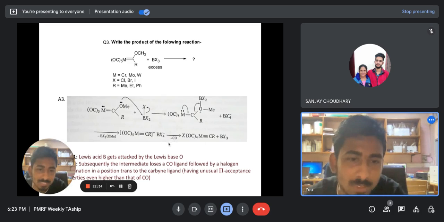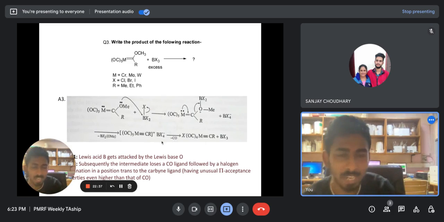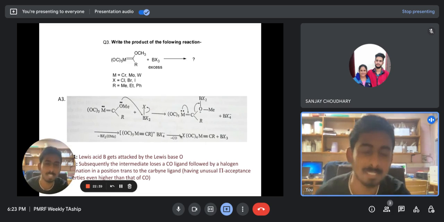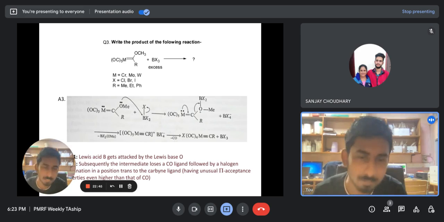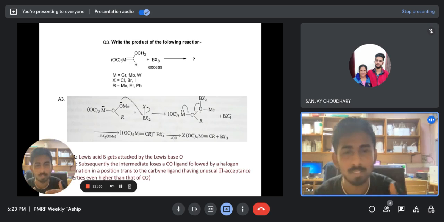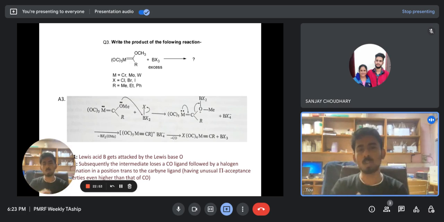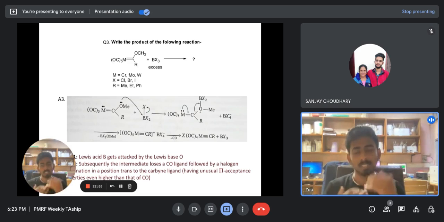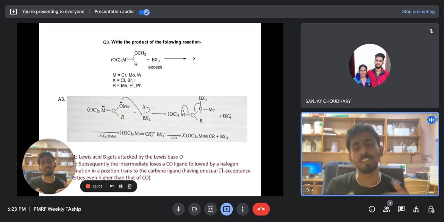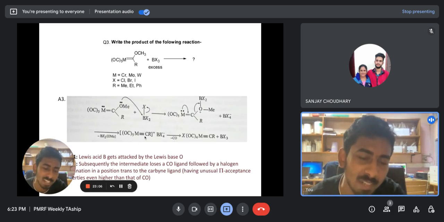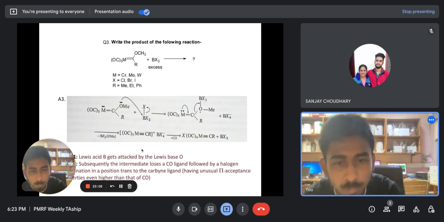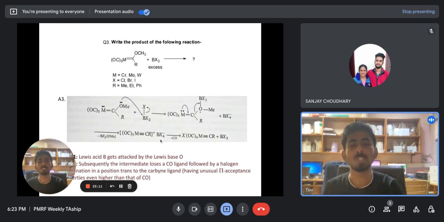And since one of the CO molecules will get eliminated here and the X minus will be transferred, because the RC, that is the carbene moiety, has a very high trans effect. You see, the carbenes are actually staying at a higher level on the spectrochemical series. Carbenes, on account of having high electron density and the different parameters, are able to place themselves at a very high position on the spectrochemical series. That's why the CO that is trans to the metal carbene will be eliminated, and in that position X minus from the BX4 minus will be attached.